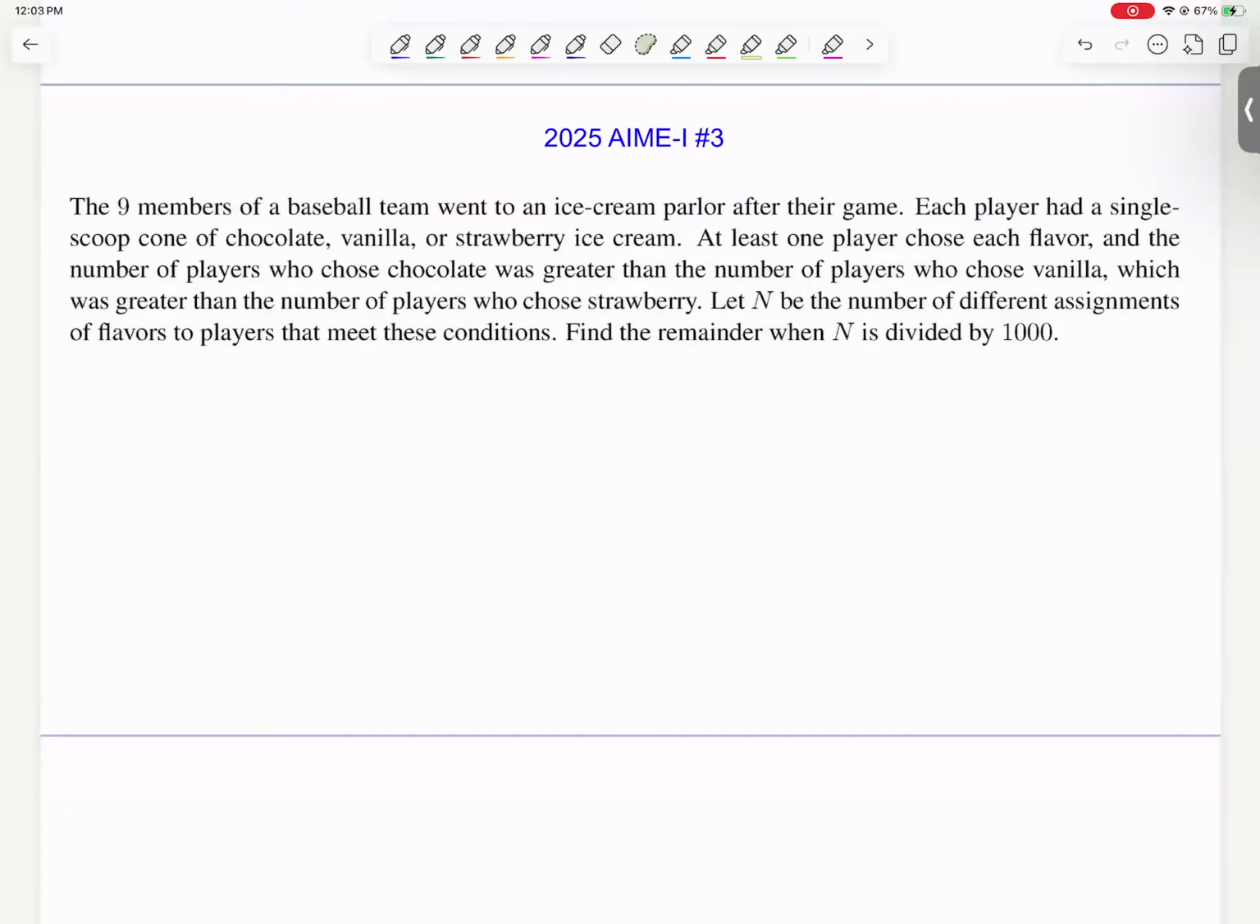Let n be the number of different assignments of flavors to players that meet these conditions. Find the remainder when n is divided by 1000.